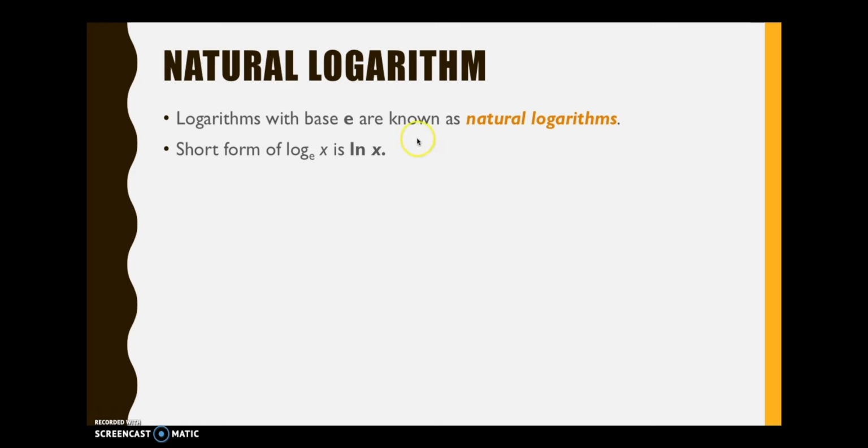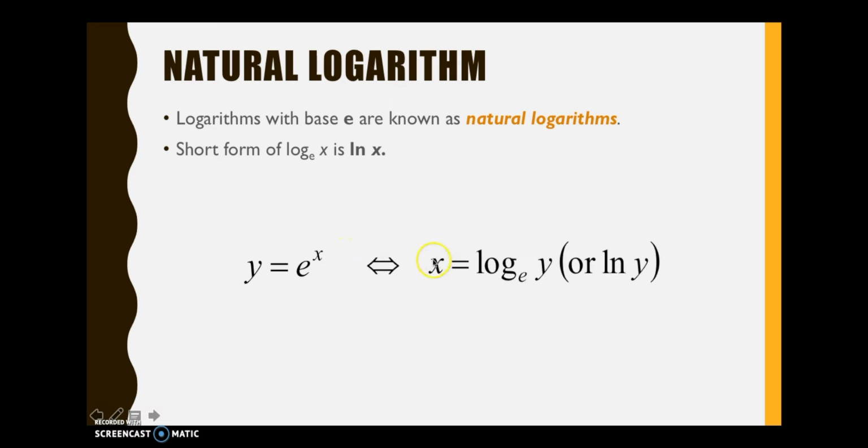It is an irrational number. The short form of the logarithm of base e of x is ln x. Please do not pronounce this as "in". It is "ln". So to convert the natural logarithm equation y equals e to the power of x into its logarithmic form, we simply ask ourselves again, how many times do I have to multiply e in order to get y? I need to multiply e x times, therefore the logarithm is x. So I will get x as the logarithm of base e of y, or in other words, ln y.